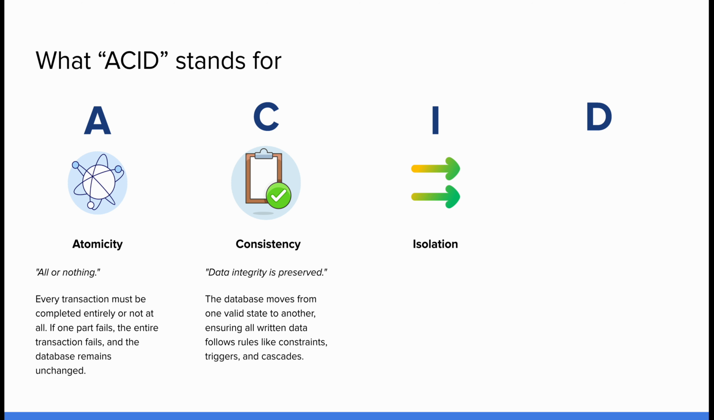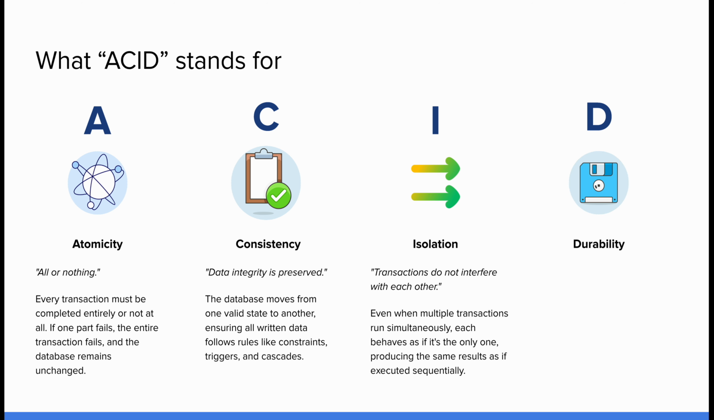I is for isolation. Isolation means that transactions do not interfere with each other. And so even when multiple transactions are running concurrently, each behaves as if it's the only one. This ensures that concurrent transactions don't interfere with each other and that the end result is the same as if the transactions had been executed sequentially.